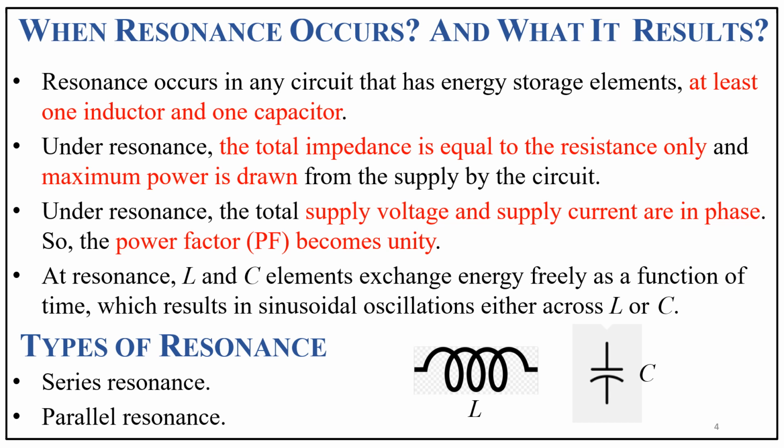unity. At resonance, L, that is inductor, and capacitor C elements exchange energy freely as a function of time, which results in sinusoidal oscillations either across L or C, that is, inductor or capacitor. Types of resonance are series resonance and parallel resonance.